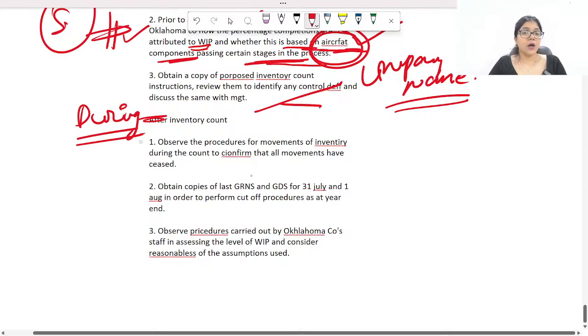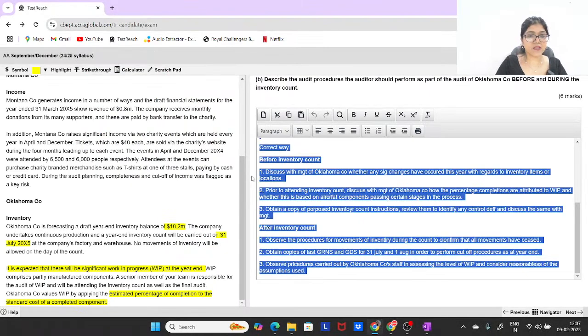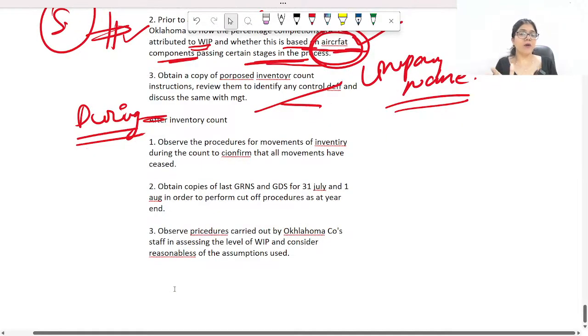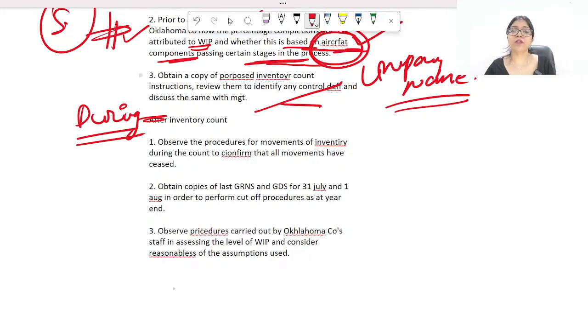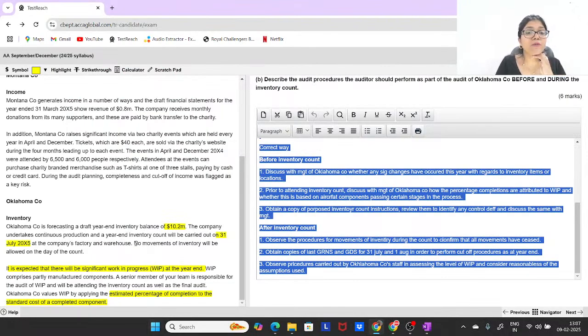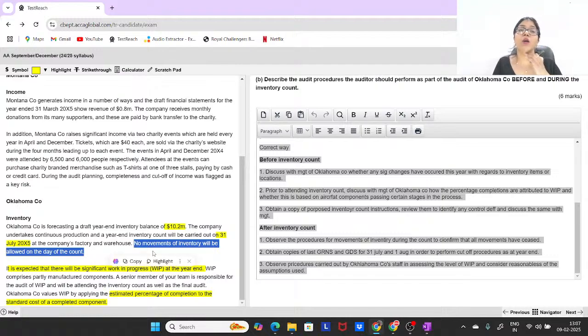During. Now, as an auditor, because they are saying, if you read this carefully, a senior member of your team, which is the audit team, is responsible for the audit of WIP and will be attending the inventory count as well. So one of the team members of the audit team will also be attending the inventory count, right? So during the inventory count, I will be observing the procedures for movements of inventory to confirm that all movements have been ceased, because in the question they mentioned that no movements of the inventory will be allowed on the day of the count.